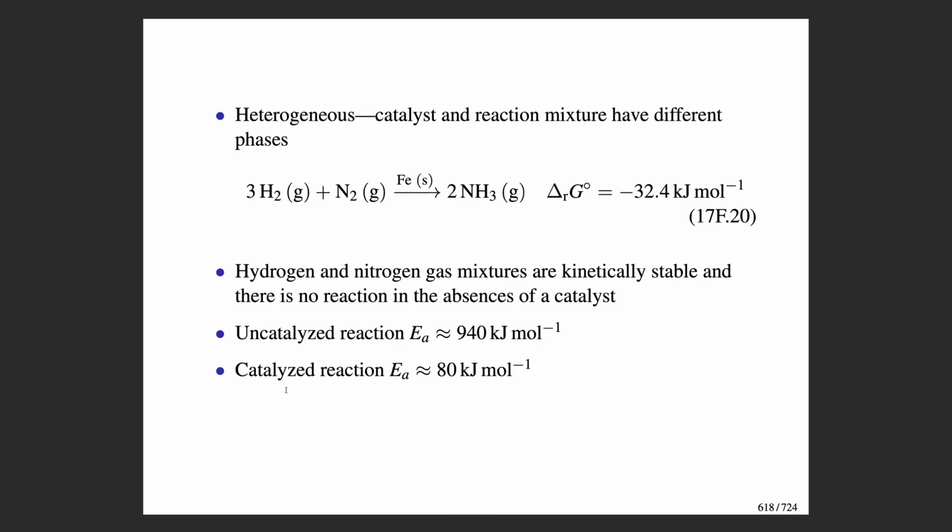Heterogeneous catalysis, which is I think the industrially more important one, is where the catalyst has a different phase than the reaction mixture. So very common would be a solid metallic catalyst of some sort in a gaseous reaction. So this would be the case for something like a catalytic converter in our automobiles and other types of engines. Or you could also have heterogeneous catalysis involving a liquid and a solid.